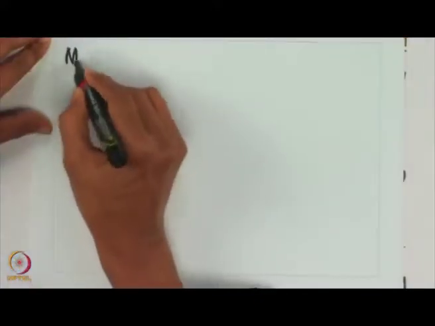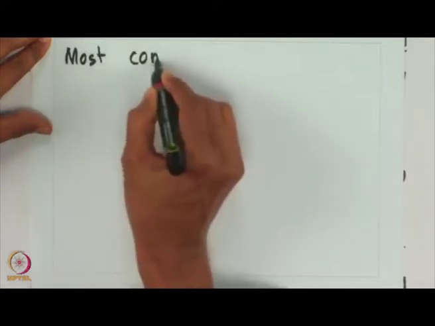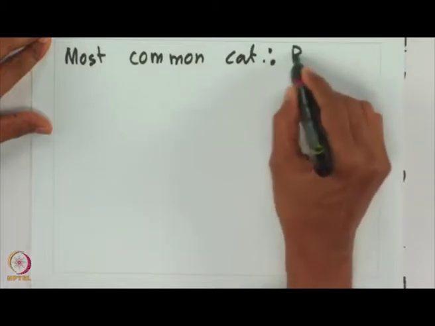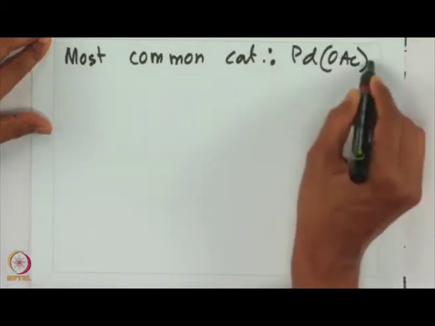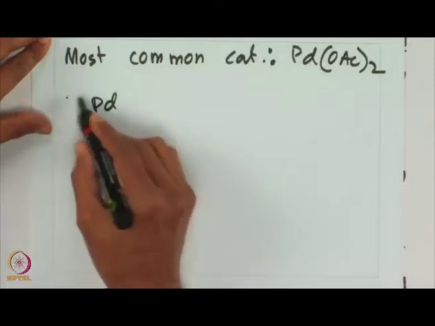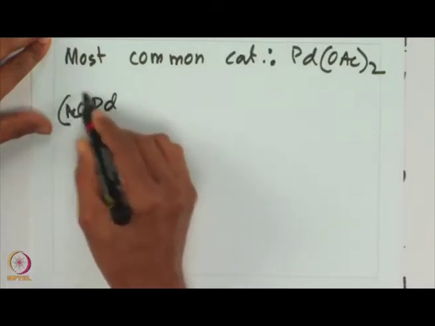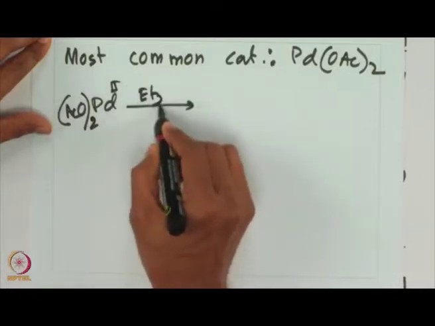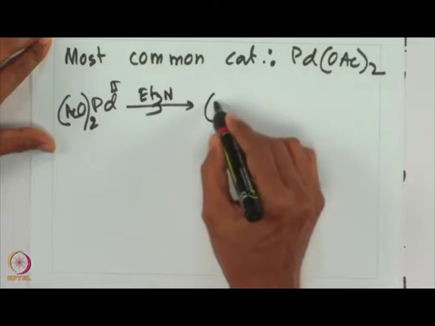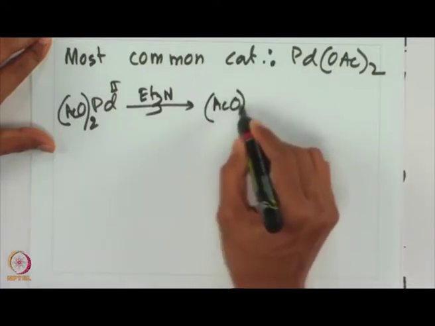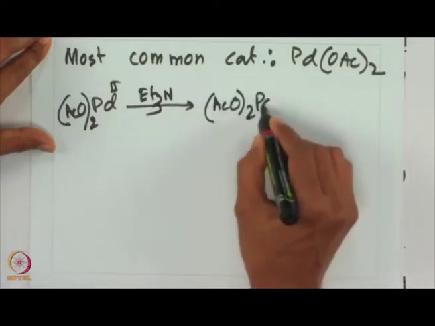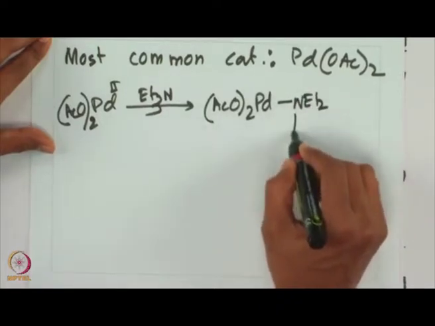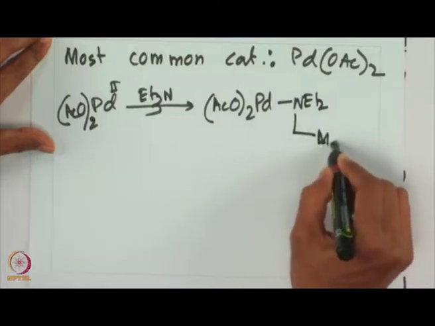Okay. The most common catalyst, of course, is palladium acetate, right. So, how is palladium acetate, which is in the palladium 2 plus condition, converted, with triethylamine coming into the picture? The first question that comes to mind is, is it going to bind? Of course, nitrogen has a lone pair, so it will bind, and the ethyl group, let us draw it more like that.